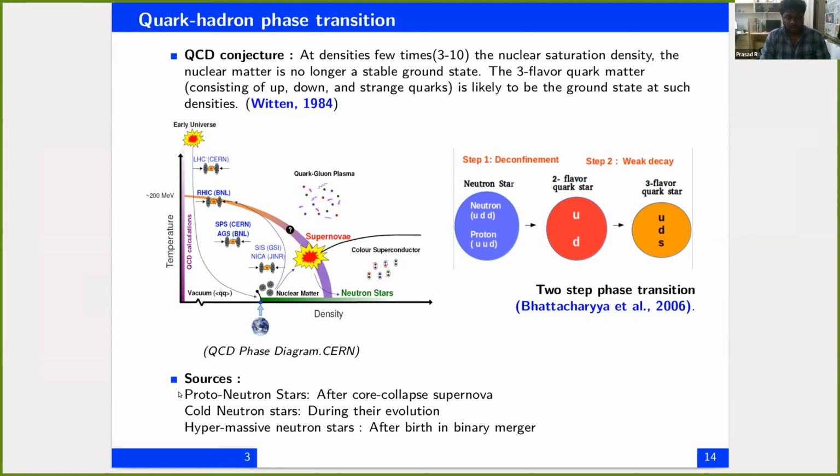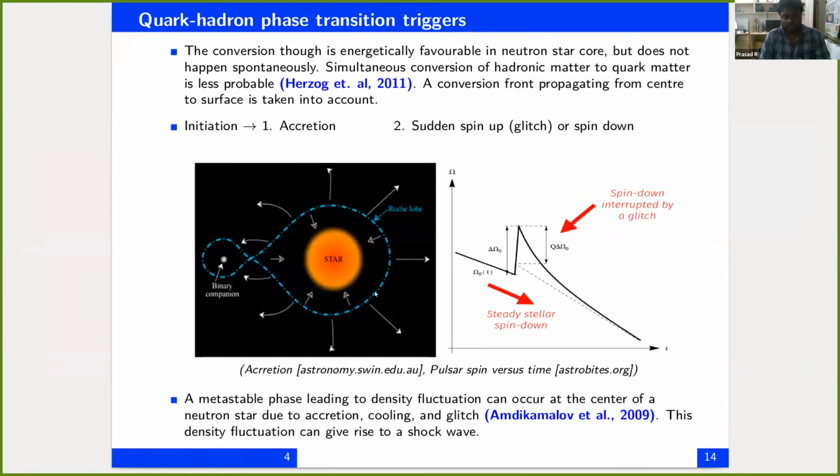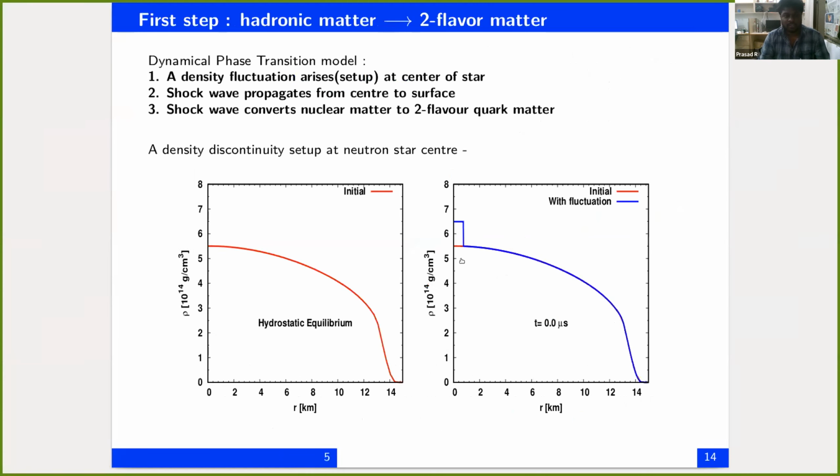And this can happen in a proto-neutron star within 5 minutes after their core collapse supernova, or in cold neutron stars during their evolution, and also in hypermassive neutron stars after their birth. Sometimes the neutron stars are present in binary systems, and also the neutron stars sometimes undergo spin up or spin down or glitch phenomena, due to which the central density can increase, and the increase in central density can give rise to shock waves, and the shock waves can convert the nuclear matter to quark matter by the deconfinement process. So this is the dynamical phase transition model which we have proposed.